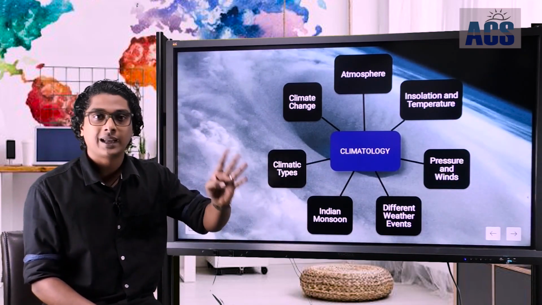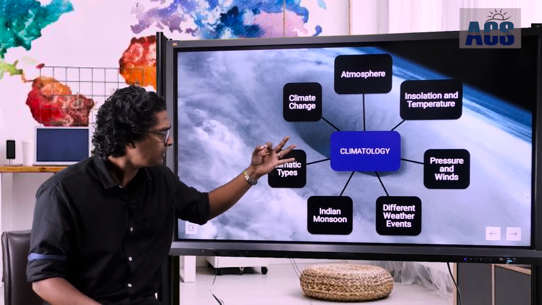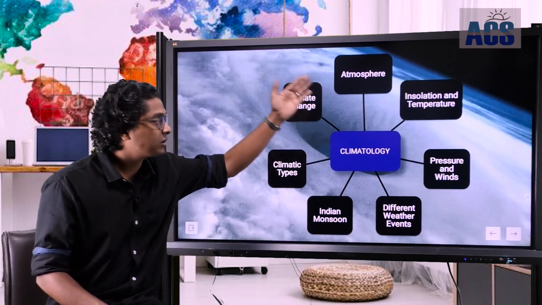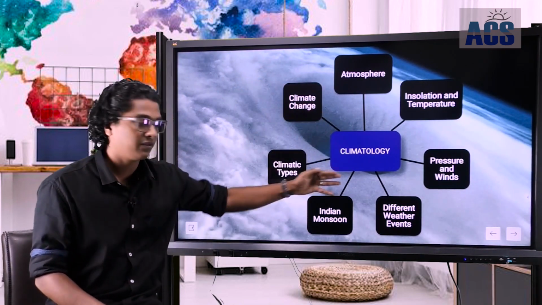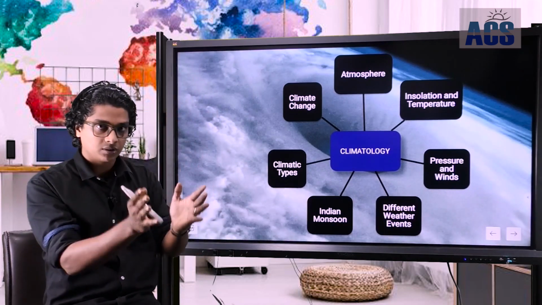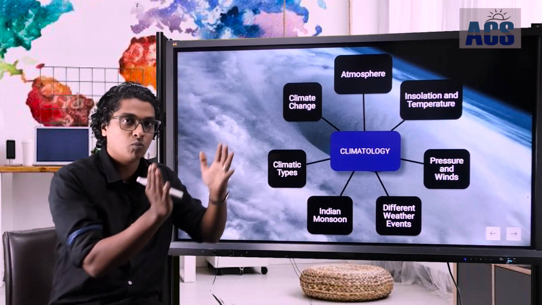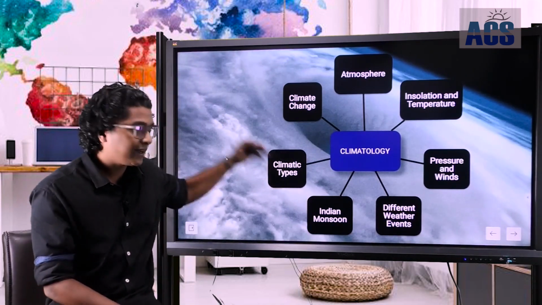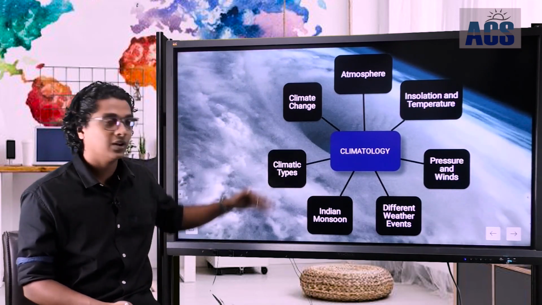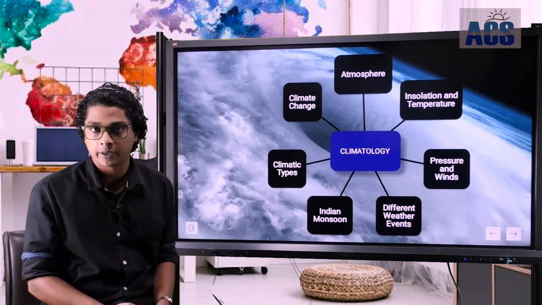Throughout the world, the climate is different. Basically, this difference is there because of the changes in factors and changes in weather events. So after studying those things, we'll build the concept and we'll move on to the world climate. And another very important topic is the world climatic types, the world climate.